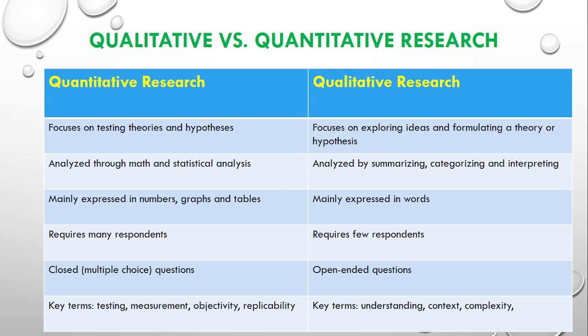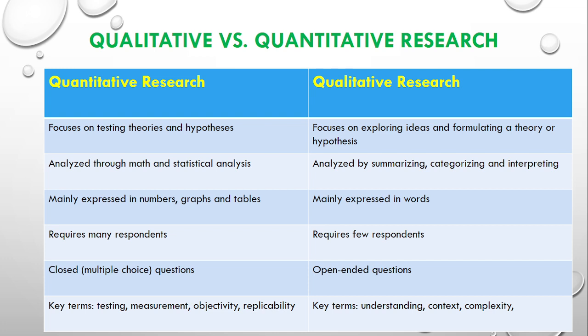So that is quantitative, right? But in qualitative research, it's mainly expressed in what? In words, as you're going to see just in a short while. Then quantitative research requires many respondents. So the population that you're going to do research on should be bigger, right? Qualitative research requires fewer research respondents, right?